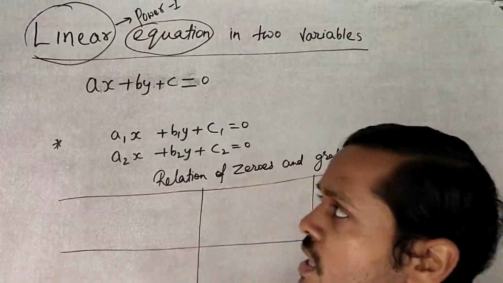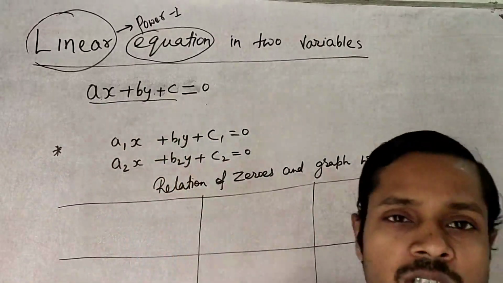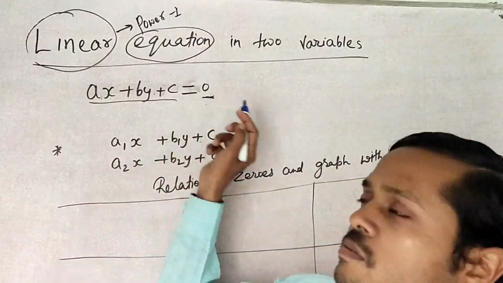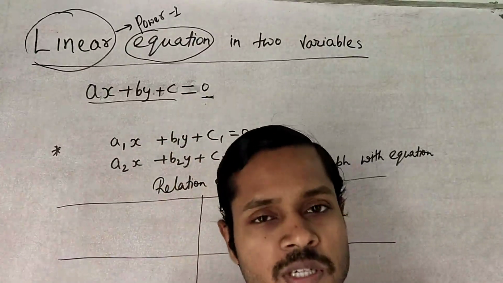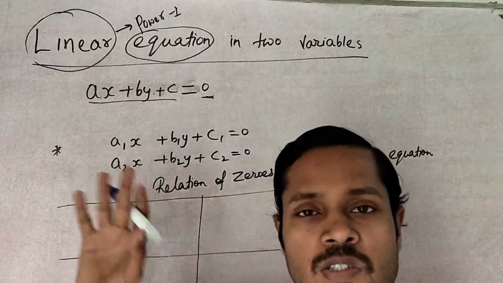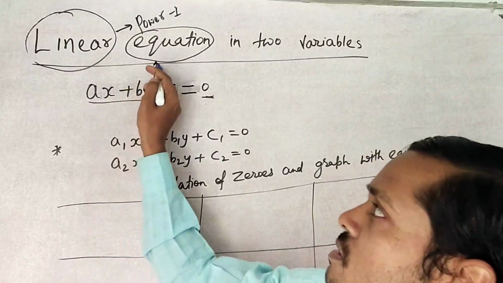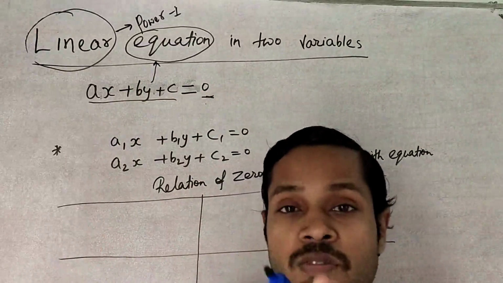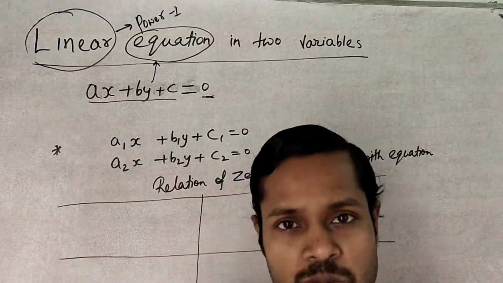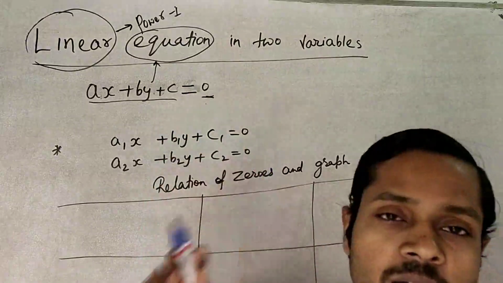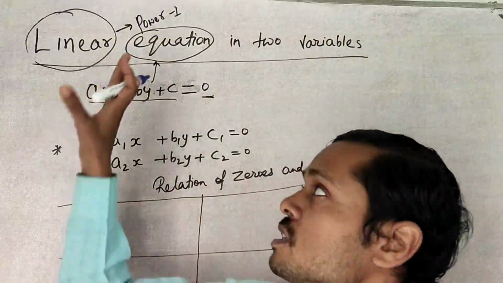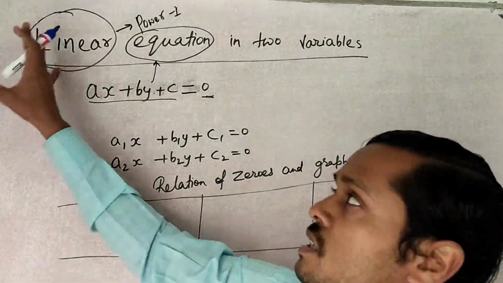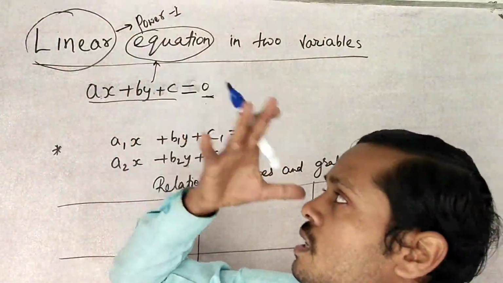Just think about that. This was an expression, but when it was making a comparison with a constant term, this became an equation. What do you mean by equation? An equation is a type of expression that becomes an equation when making a comparison with a constant term. Now look, I told you that linear is power 1, and an equation is making a comparison with the constant term.